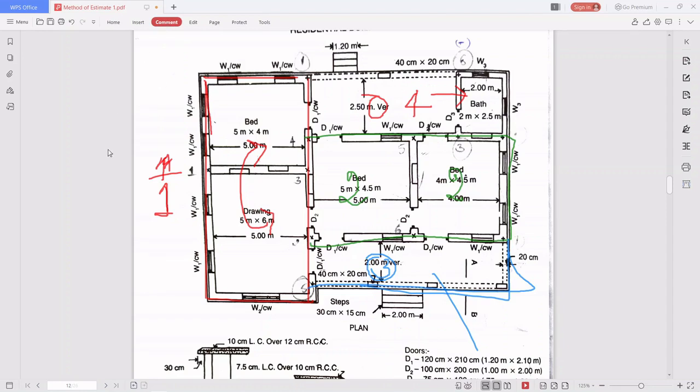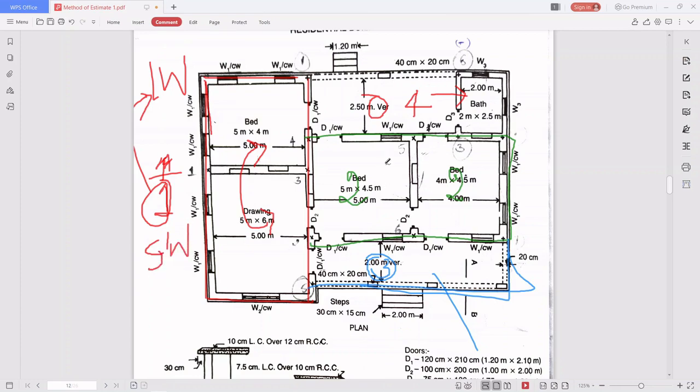Next, what we need to do is find the center to center length of the long wall for each item. For one item, we have to find the center to center length of the long wall and the center to center length of the short wall.